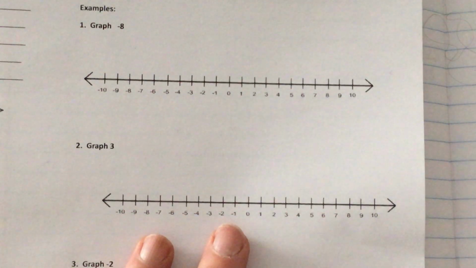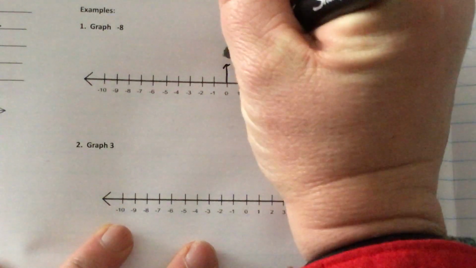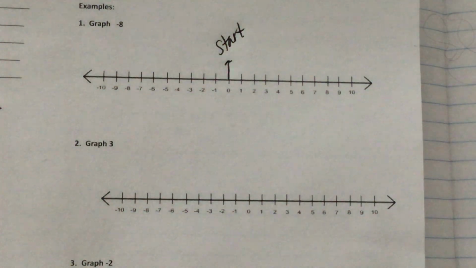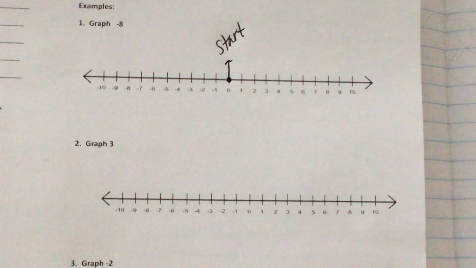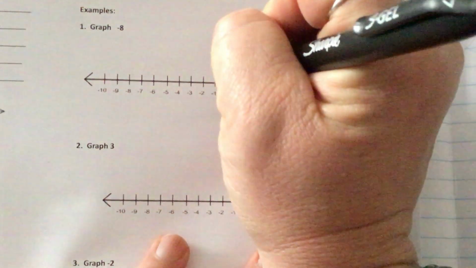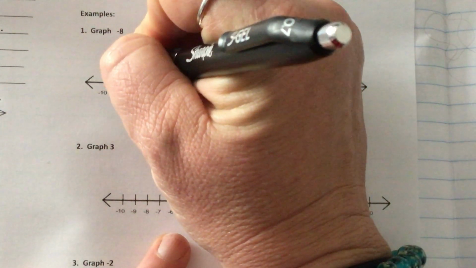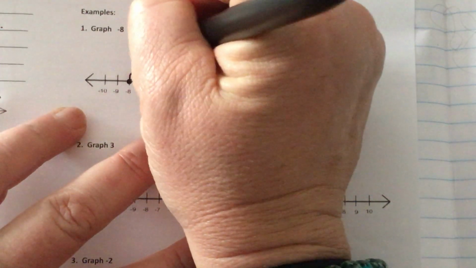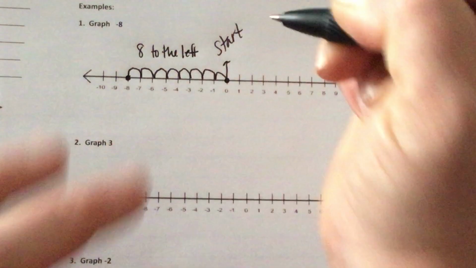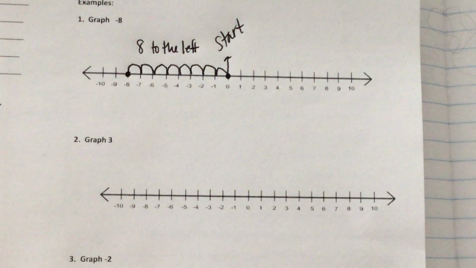All right, so number 1 under the examples, where is negative 8 going to go? We're starting at 0 always. This is always where we start. All right, so I'm starting on 0. Someone tell me where I'm going. Soraya? 8 to the left. So I'm going to go 1, 2, 3, 4, 5, 6, 7, 8. Yes, you must draw the little hops. I know, you're like, Miss Kenny, really? Yes, really. And then you end up on negative 8.